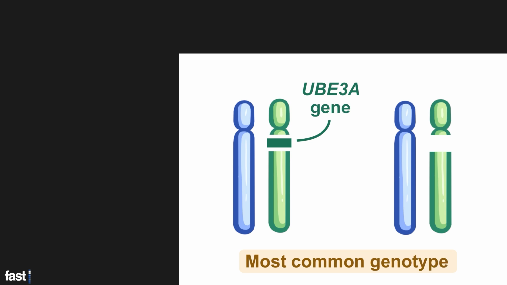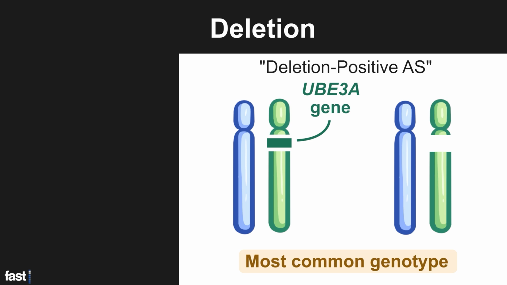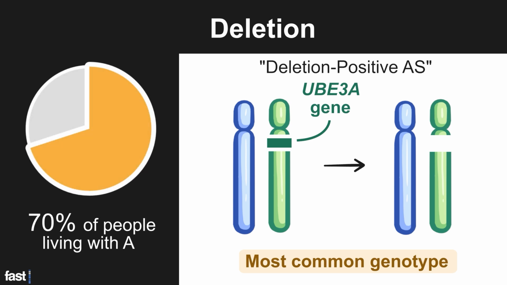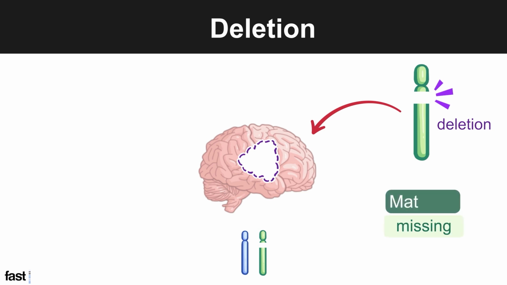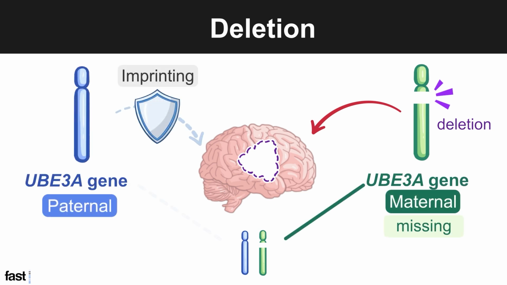The most common genotype that causes AS is called deletion AS, or deletion-positive AS. It occurs in about 70% of people living with AS. People living with deletion AS are missing the maternal UBE3A gene, and because the paternal UBE3A gene is turned off, the UBE3A protein is not produced at all in the brain.